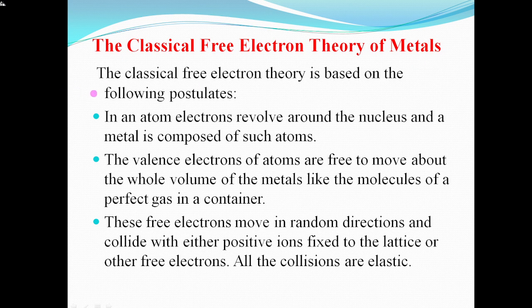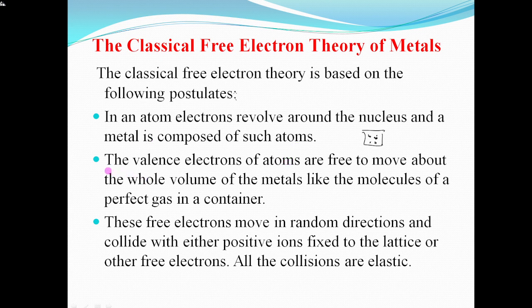Now, what are the postulates of classical free electron theory? The postulates mean the assumptions of classical free electron theory. The first assumption is that electrons revolve around the nucleus. We know that in an atom, electrons will be revolving around the nucleus. So, a metal consists of such atoms.